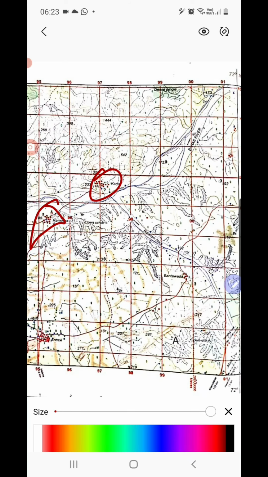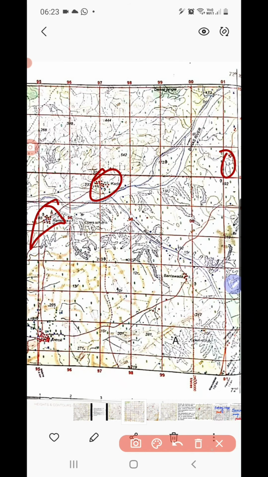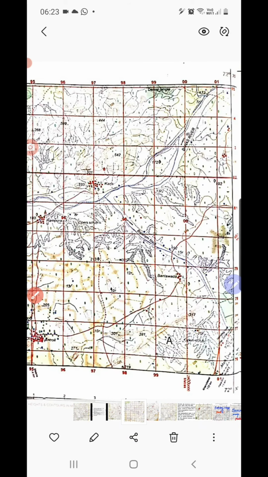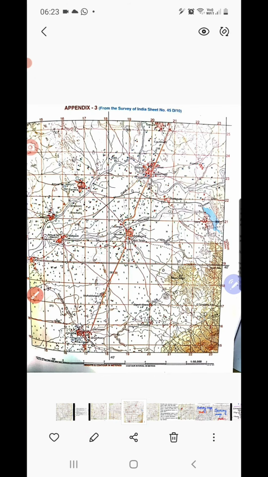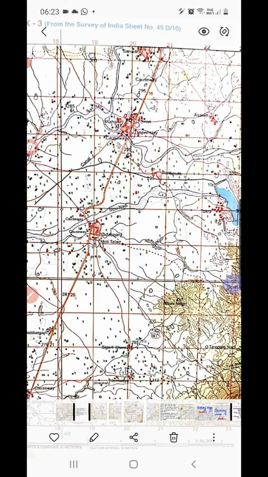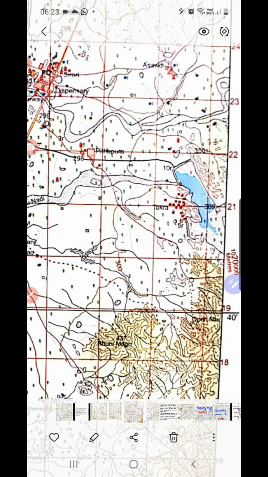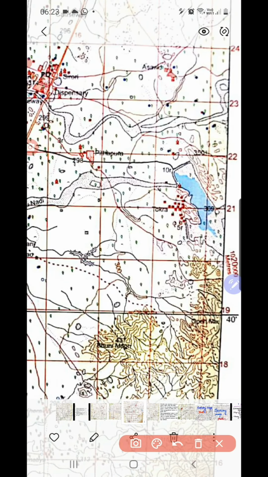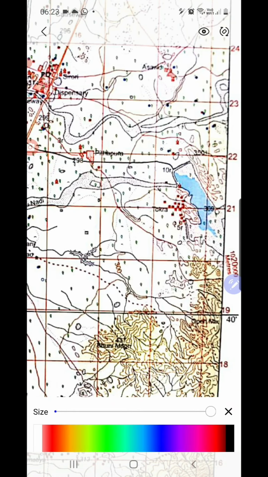Then what else to discuss? Okay, 10R. What do you mean by 10R? This is the relative height of the embankment of the reservoir. Otherwise, you can also write the relative height of the reservoir is 10 meters.